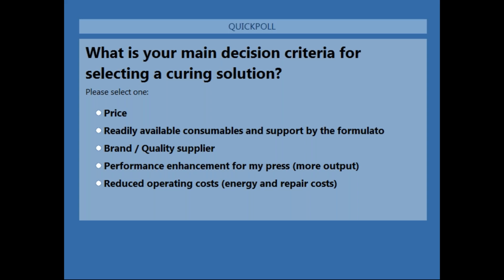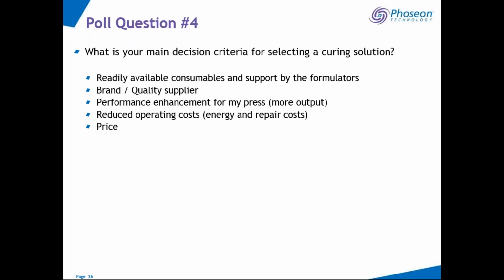All right, so I'm going to close the poll here and just say 39% said performance enhancement for their press was the main decision. 28% said reduced operating costs were the top two.